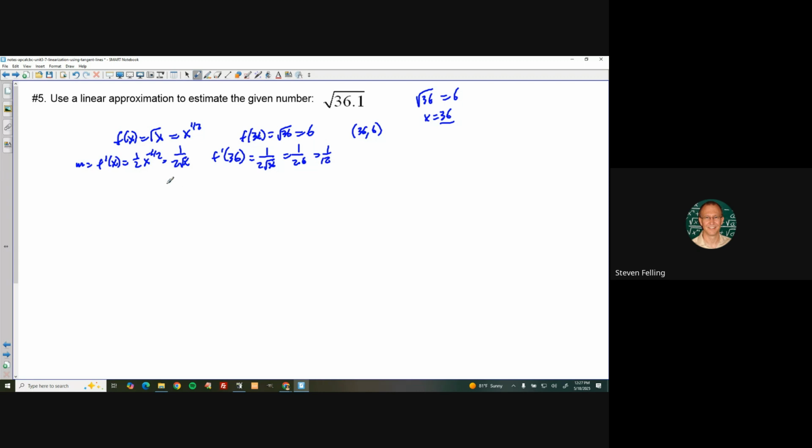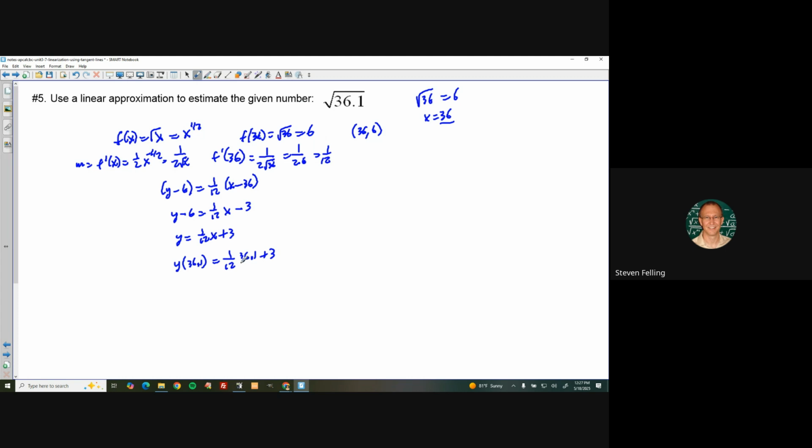And then we can build a tangent line, so that's y minus 6 equals a slope of 1/12 times x minus 36. And then I can use that to estimate this given number. So that means y minus 6 would be 1/12 times x minus 36, over 12 is 3. I could add 6 to both sides and get plus 3. And now I can use this to approximate 36.1. So this is 1/12 of 36.1 plus 3.